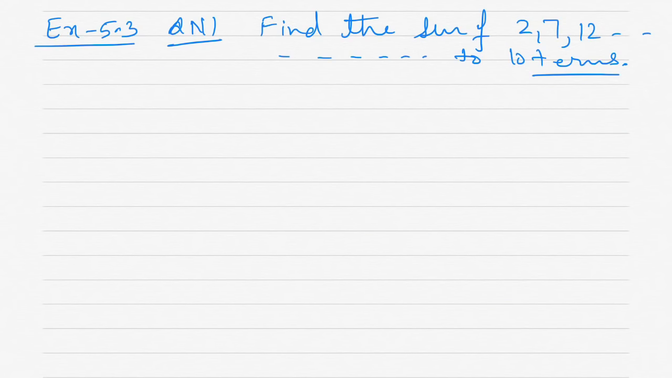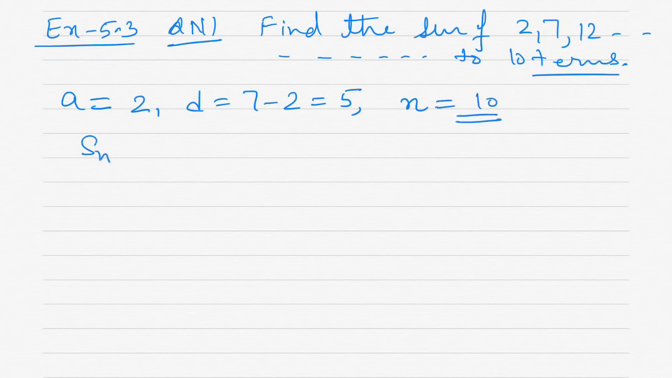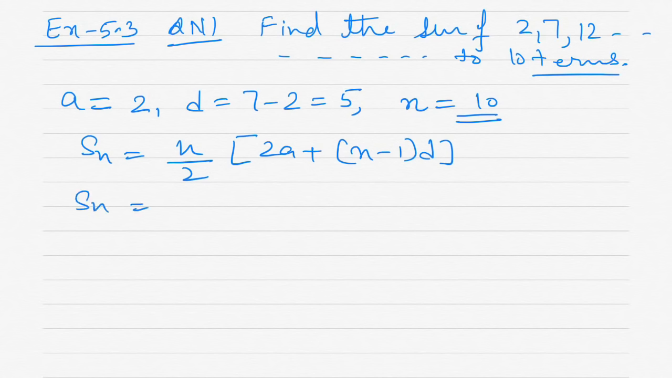Exercise 5.3, question number 1. First part, find the sum of 2, 7, 12 up to 10 terms. Now the given list of numbers is 2, 7, 12. So here the first term is 2. The common difference is 7 minus 2, which is 5, and n, the number of terms, is 10. The formula for Sn is n by 2 into 2a plus n minus 1 into d. So let us put the values of n, a and d.